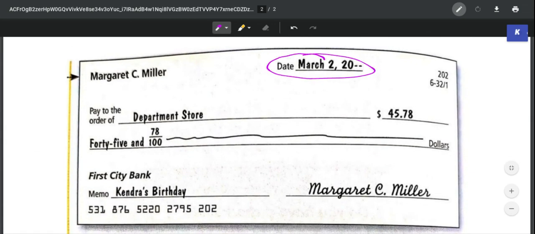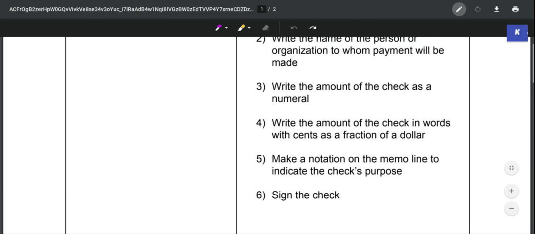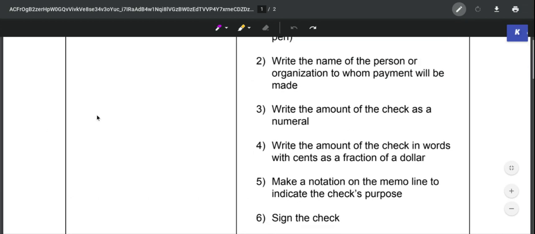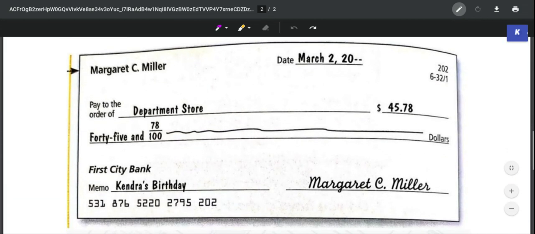So the first step is to just write the date because you got to write the date to know when the actual amount was done and when the payment was done. Next, you're going to write the name of the person or organization that you're paying it to. And typically that's going to say something like pay to the order of, or just to, on that first line. That's who you're actually paying the money to. So that's where that goes.